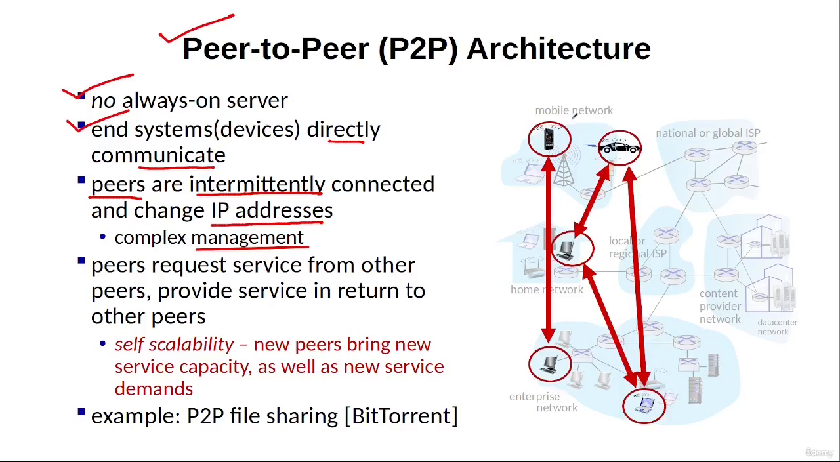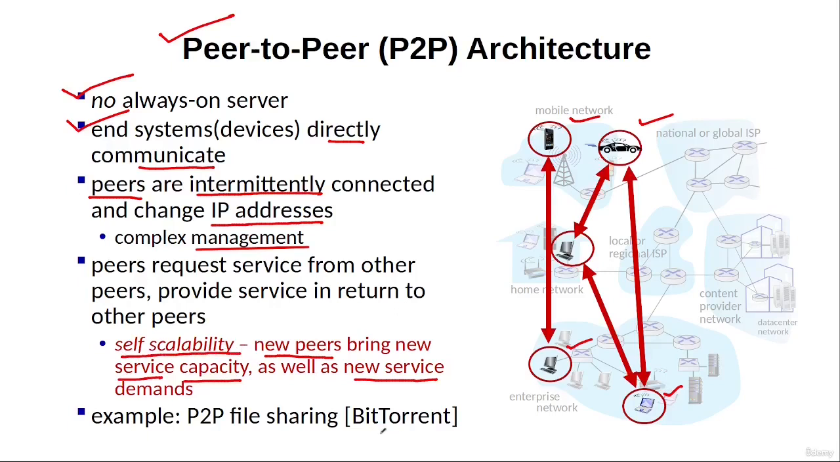Now, these peers can directly request services from one another and they can provide services to one another. So when new peers join the network, the demand for a service increases, but at the same time, the capacity or the ability to provide that service also increases. So peer-to-peer architecture is a self-scaling architecture.